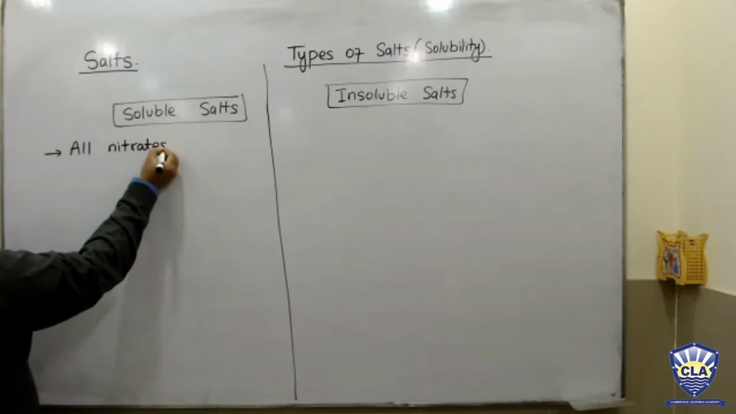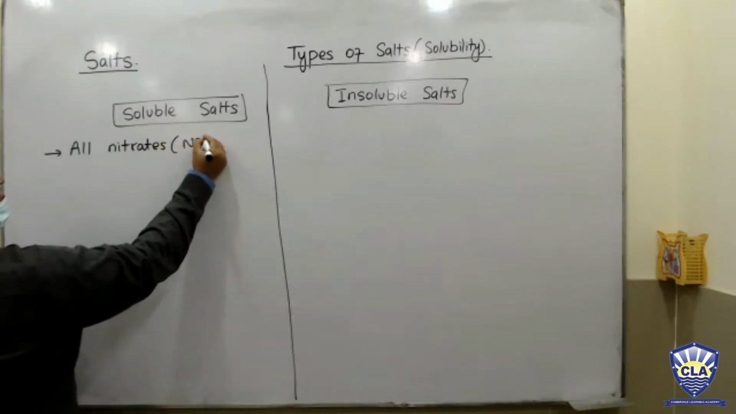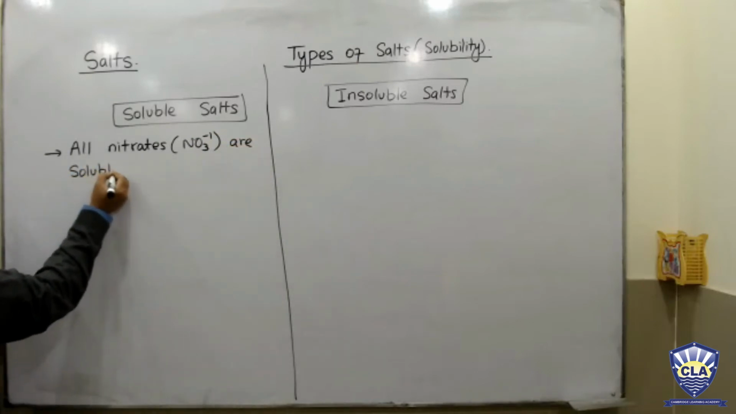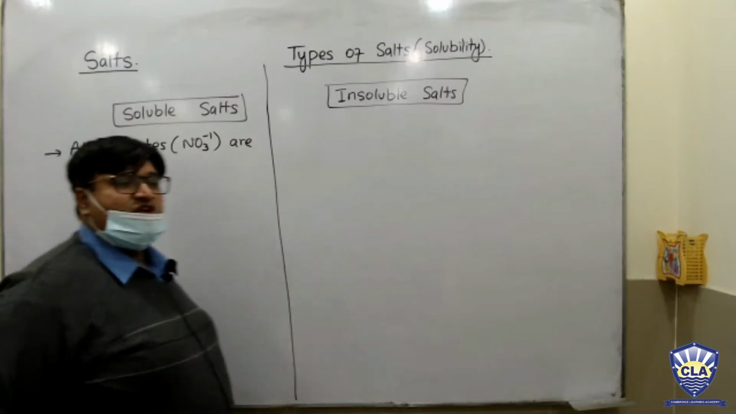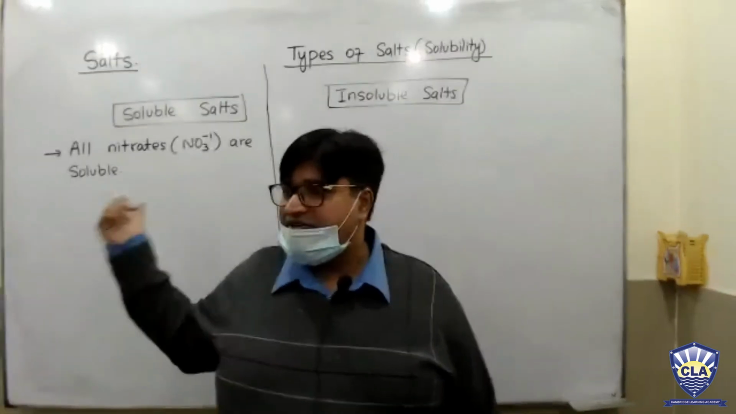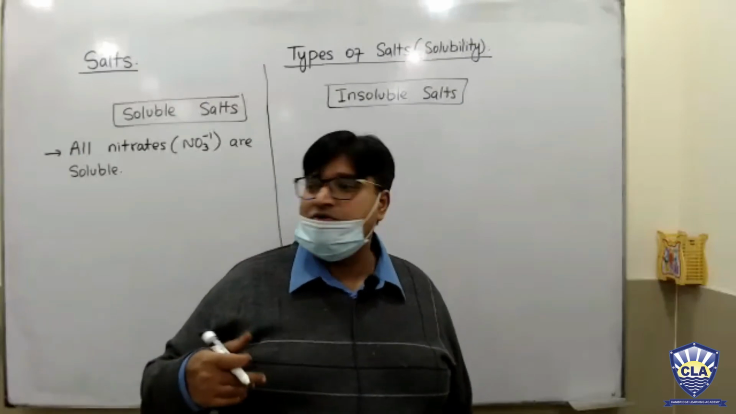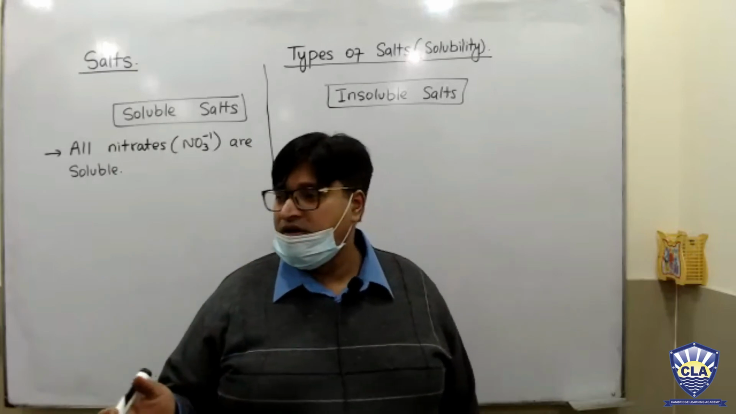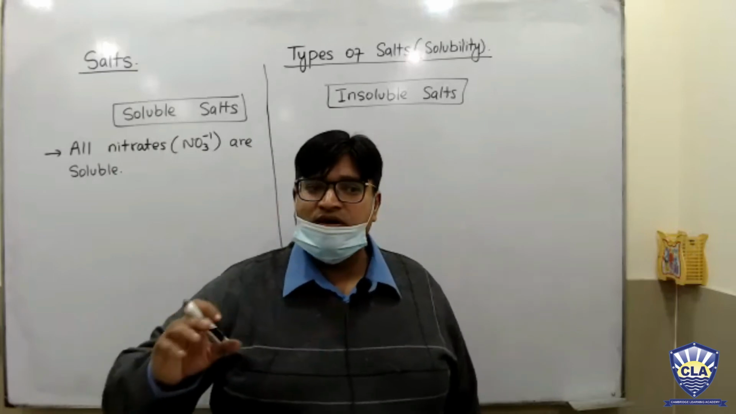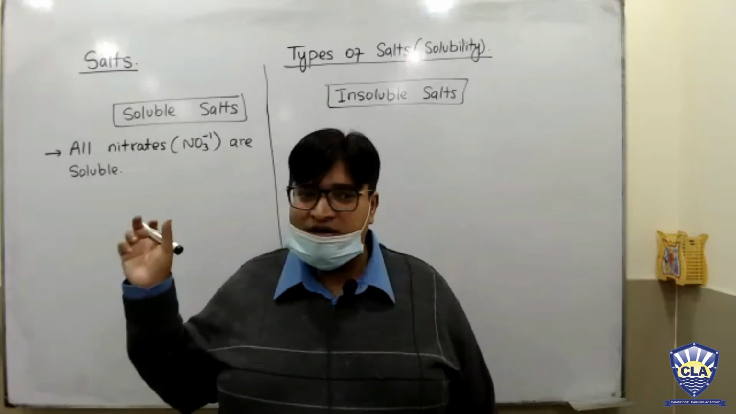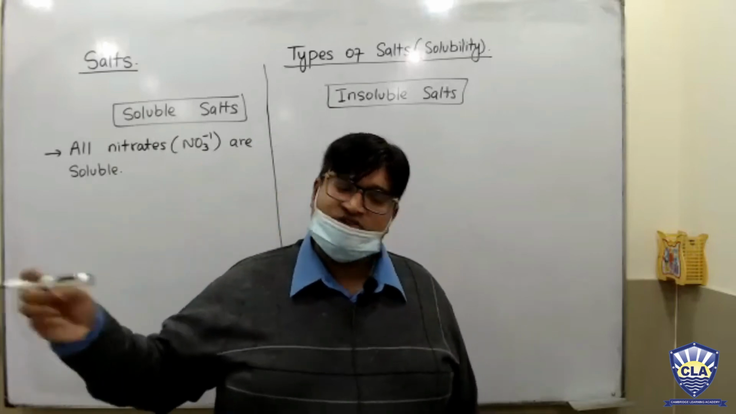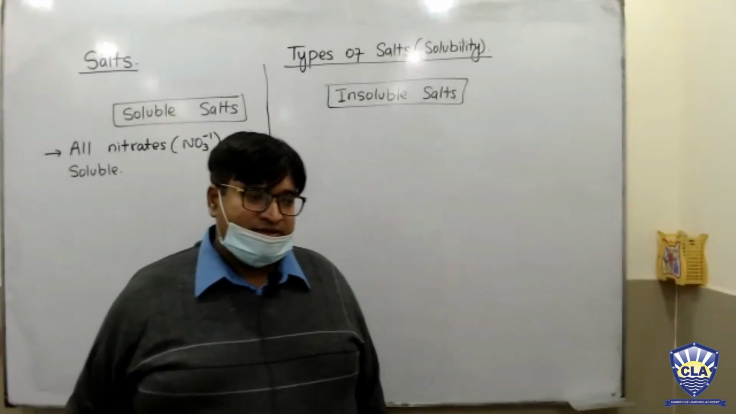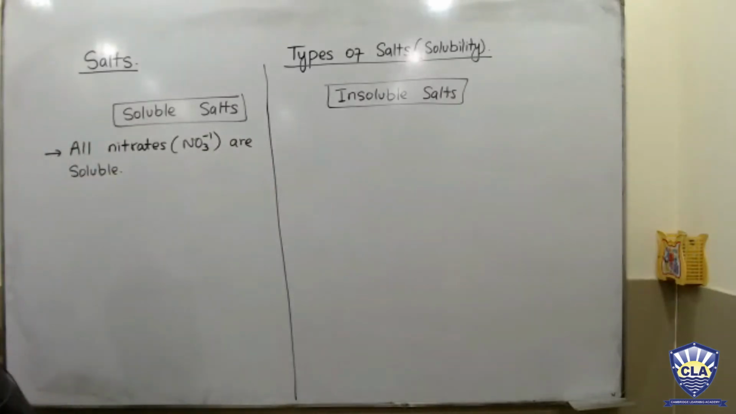nitrates, containing NO3 minus 1, are soluble. So any salt, my dear, which ends with the word nitrate is soluble. If I say lead nitrate, you say soluble. Sodium nitrate, soluble. Iron nitrate, soluble. Copper nitrate, soluble. If you just listen to the name of a salt ending with the word nitrate, you should close your eyes and tell that this salt is soluble. So this is the first thing about the solubility rule.